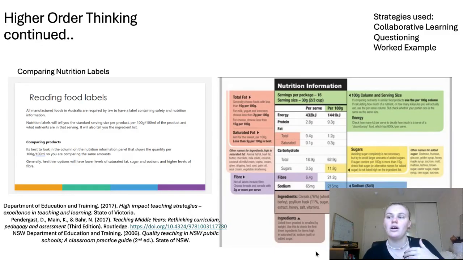The State of Victoria highlights that using worked example strategies in the classroom will support skill acquisition by presenting the steps required to complete the task, so cognitive overload is avoided, and students can then focus on their learning. Students then use these steps to complete the task with minimal support from the teacher.